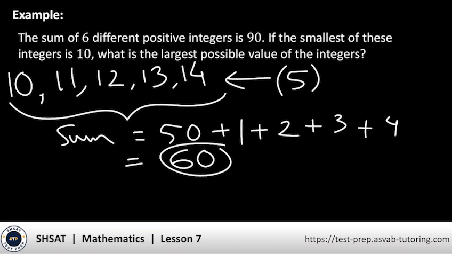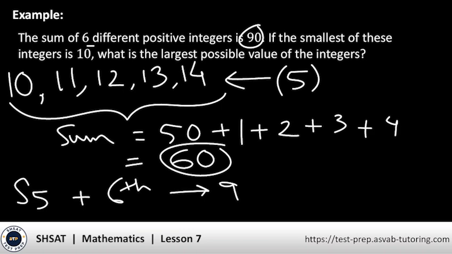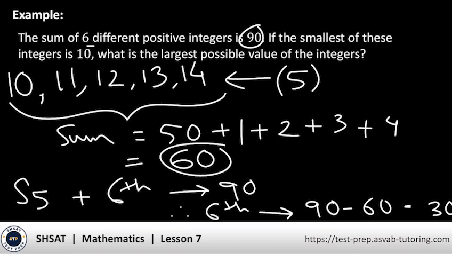But if you add all 6 of these numbers, you're going to get what? 90. So that means the sum of the first 5 numbers plus the 6th number is going to be 90, right? So if you want to know the 6th number, the largest number will be 90 minus 60, which is 30.